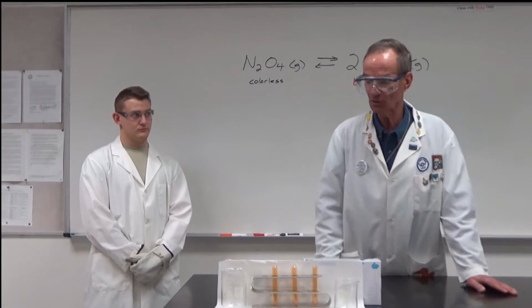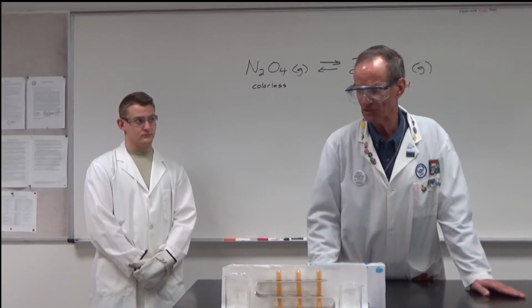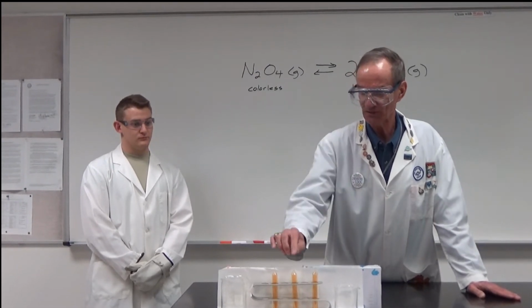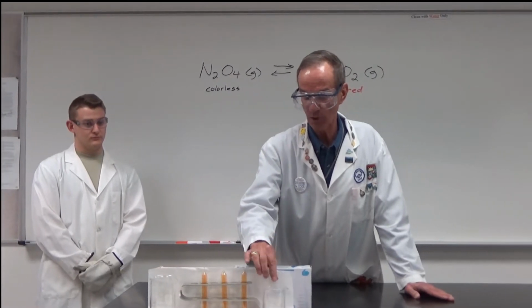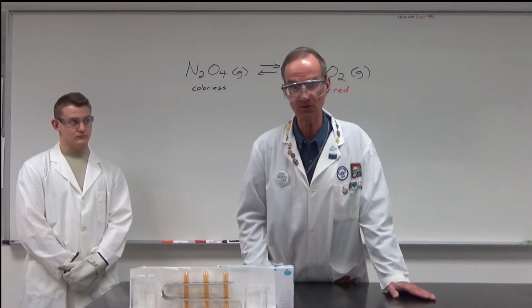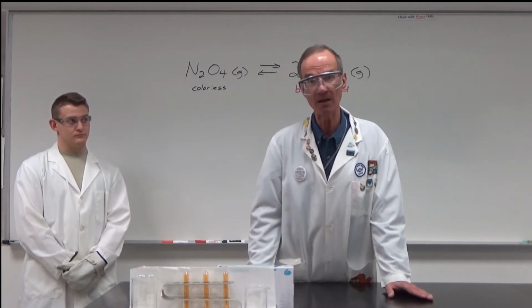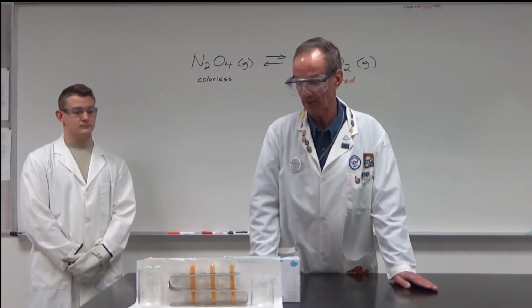And what we're going to do is start out, and this particular one is going to have some hot tap water in it, probably about 50 degrees Celsius. The center one we're going to leave right here at room temperature, and then we're going to put this one in a beaker with some liquid nitrogen. And we're going to see the effect of the temperature on the color, which is going to indicate to us whether or not the reaction is endo or exothermic.